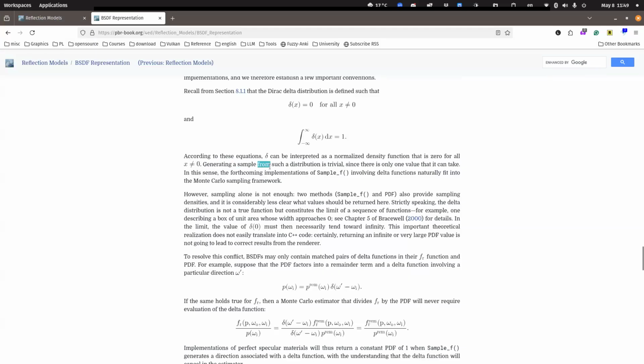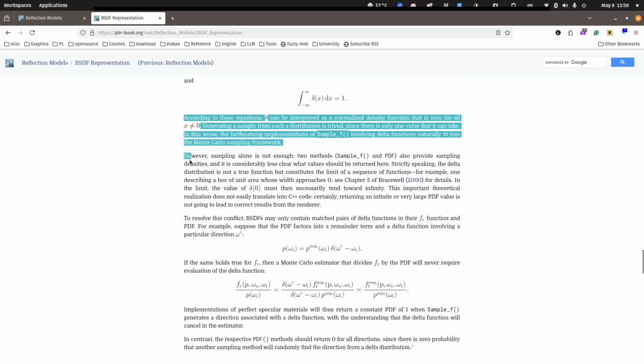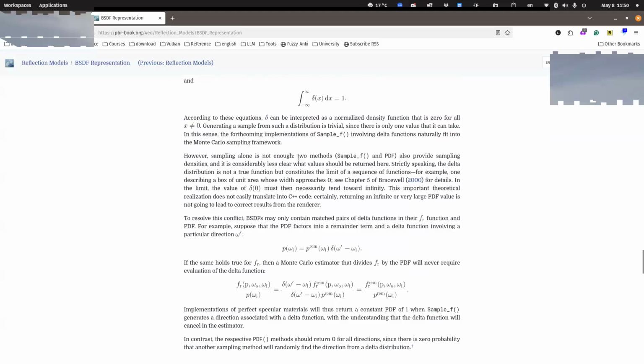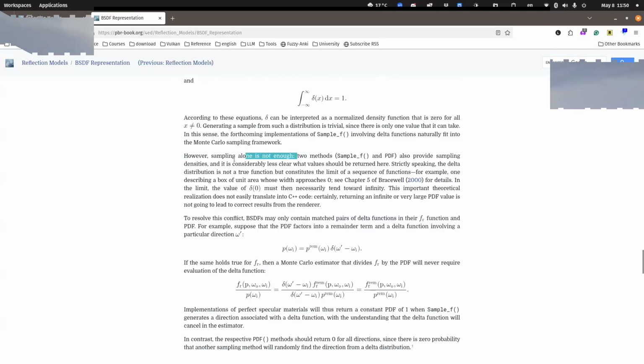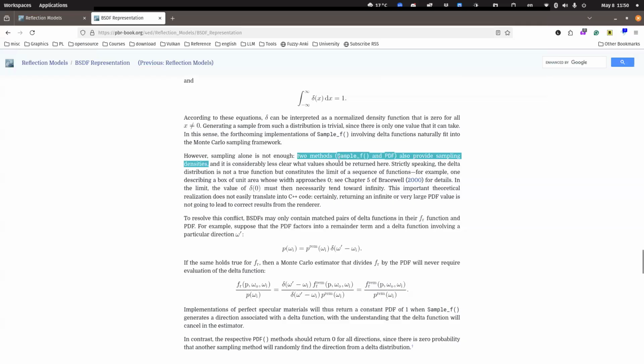Generating a sample from such a distribution is trivial since there is only one value to take. However, sampling alone is not enough. A good method like SampleF and PDF also provides a sampling density, and it is considerably less clear what value should be returned here. Because a delta distribution is not a true function, it's a limit basically.